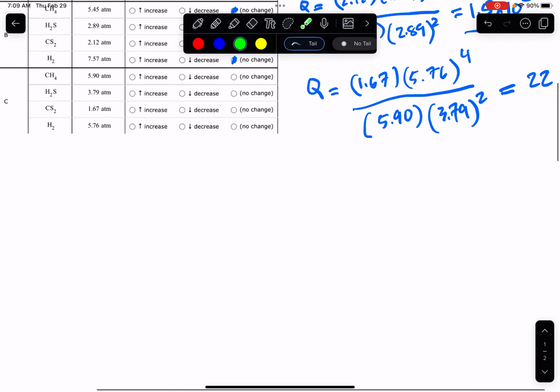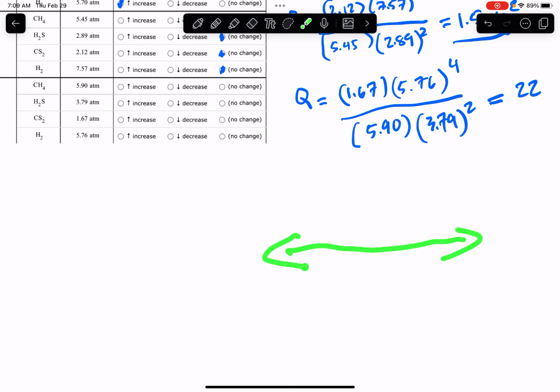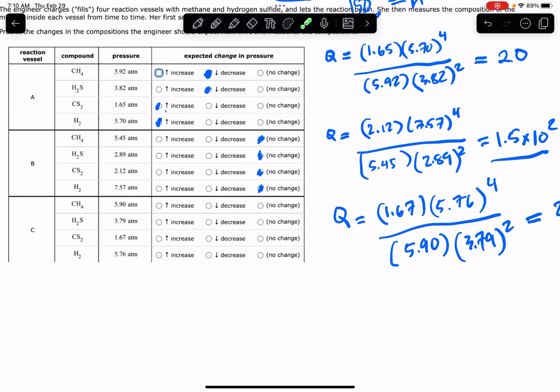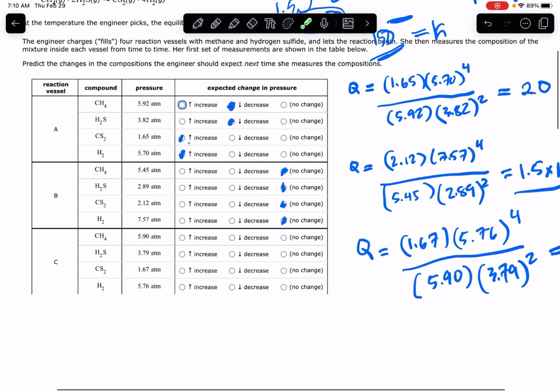So if we do our number line here, remember this is our standard number line where the lower numbers are over here and the higher numbers are over here. We're going to put our Q right here because it's 22, and our K right here, and see which direction we're going to shift. We have to shift that way. If we shift this way, everything on this side is going to get smaller and everything on this side is going to get bigger, which seems a lot like what we did up here. So I'm just going to plug the values in again. These two things over here are both going to decrease, and these two things right over here are going to increase.